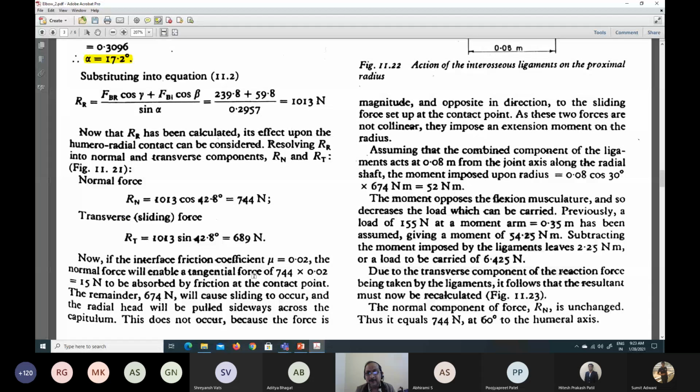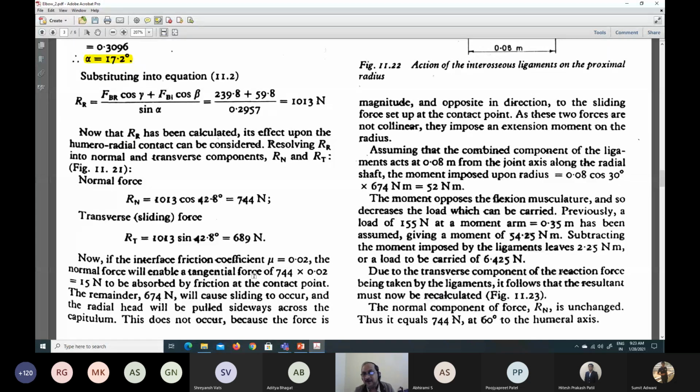However, what does that mean? Separation. It will be pulled sidewise across the capitulum. So the radial head, the head of the radius bone, there is a tendency due to this force to pull the radius head sidewise, and according to the direction you can see that it is actually moving outwards radially. It is moving laterally outwards. There is the tendency to pull it sidewise across the capitulum head.